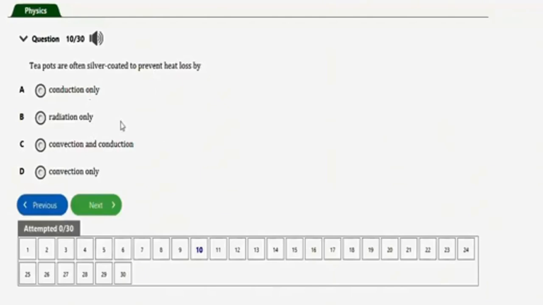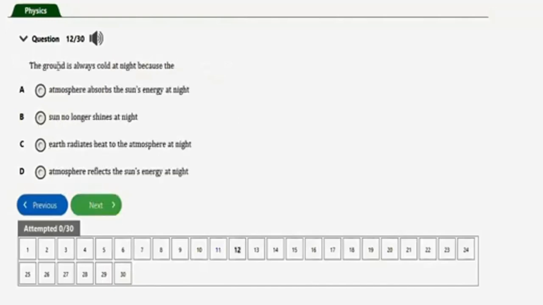Alright, so that's it for this question. Let's go to the next repeated question. So the next one here says, which of the following surfaces will absorb radiant energy best? So the correct option in this question is black. Black will absorb radiant energy best. So let's go to the next one.